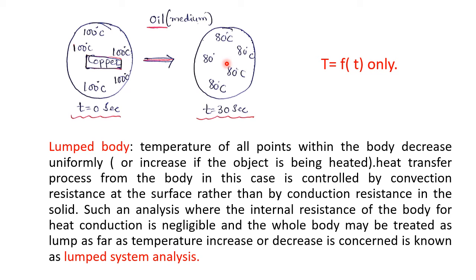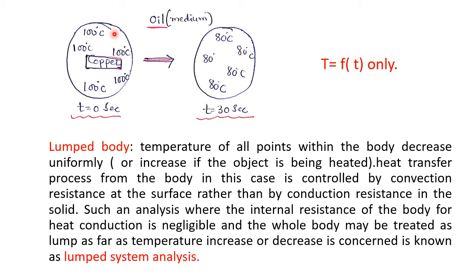So I can clearly write here: the heat transfer process from the body in this case is controlled by convection resistance at the surface rather than by conduction resistance in the solid, because we are neglecting the temperature gradients within the body. Such an analysis, where the internal resistance of the body for heat conduction is negligible and the whole body may be treated as a lump as far as temperature increase or decrease is concerned, is known as lumped system analysis.